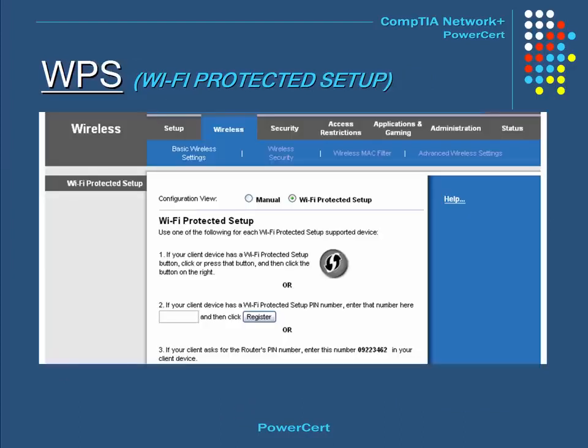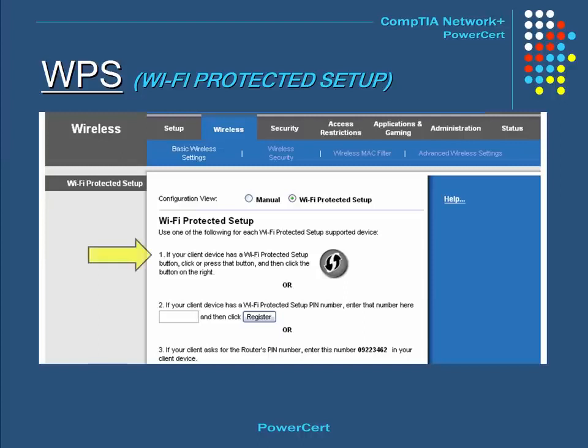And our last wireless security protocol is WPS. WPS stands for Wi-Fi Protected Setup. And this security protocol was designed for users who know little about wireless networks to make it as easy as possible for them to join a secure wireless network. So here's an example of a WPS configuration page for our router. And as you can see, there are 3 different WPS methods that you can use to join this wireless network.